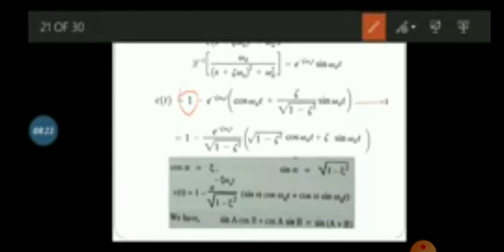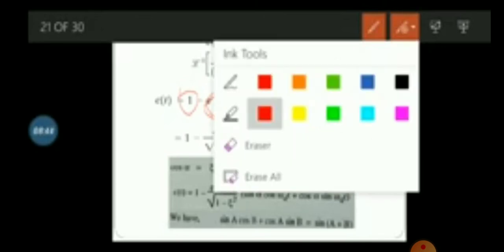Then what is this term? Here e raised to minus zeta omega n t is common, so just take it outside, so cos omega d t plus zeta divided by square root of 1 minus zeta square, which is the constant term, then sin omega d t. Call this equation number 1.